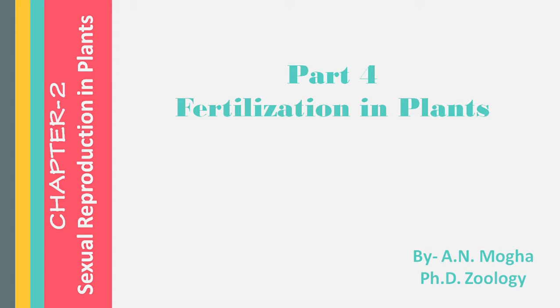So let's begin. What is fertilization? It is the process of fusion of the male and the female gametes, and this process was first discovered by Strasburger in 1884 in the Monotropa plants.